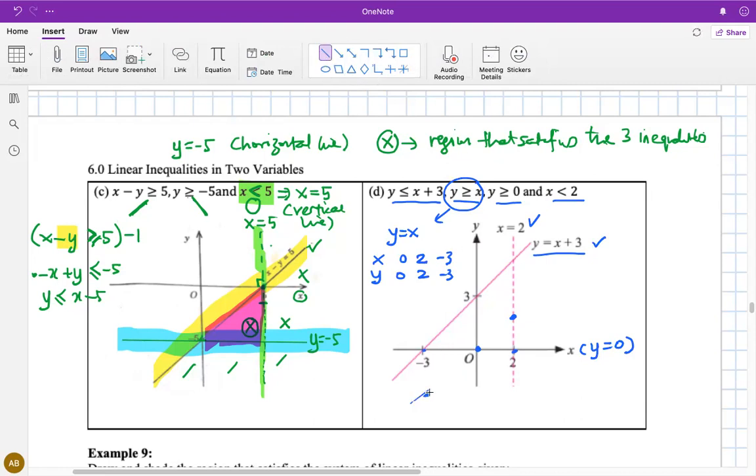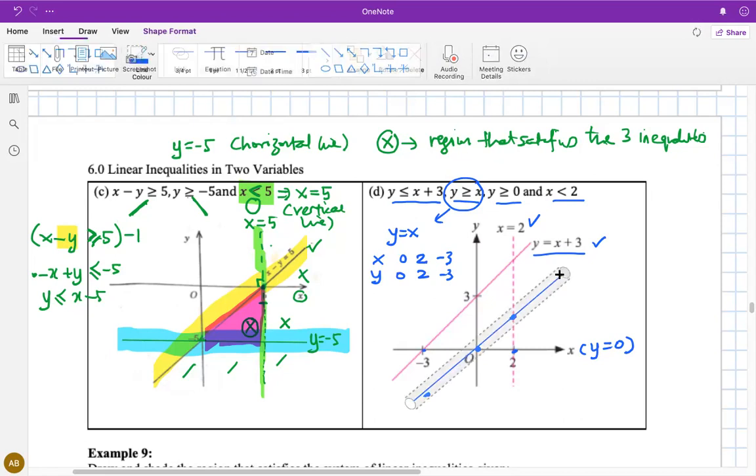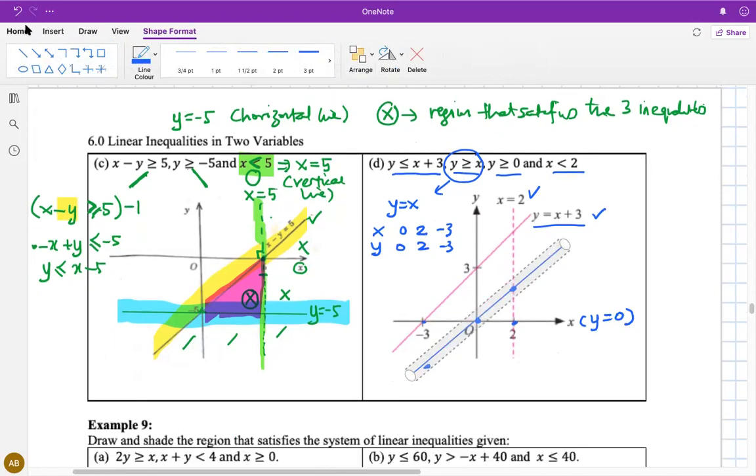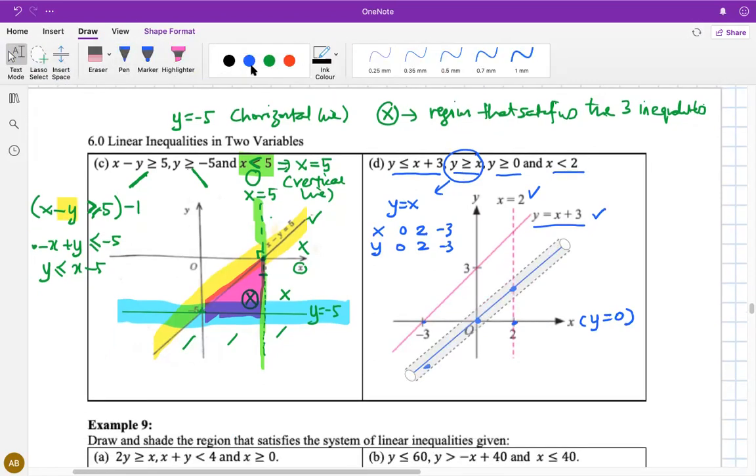All right, so we use a full line because of this symbol, equal or more, right? So this is the straight line. Okay, now we can start to determine where is the region that satisfies all these 4 inequalities.